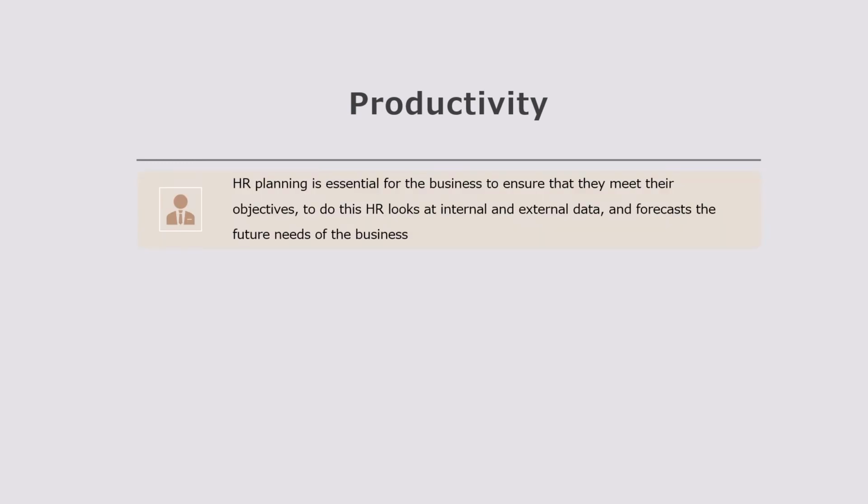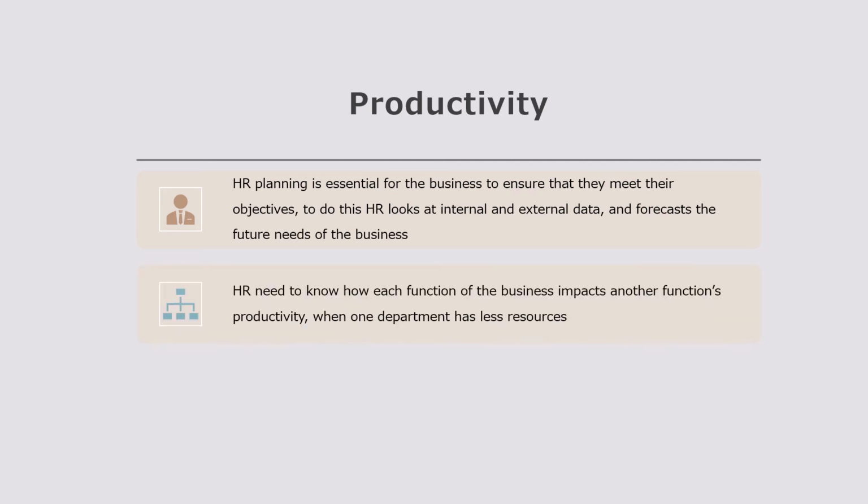Productivity. HR planning is essential for the business to ensure that they meet their objectives. To do this, the HR will look at internal and external data and forecast the future needs of the business. HR need to know how each function of the business impacts another function's productivity. So when one department has less resources, how does that impact another department? HR does not only work on labor turnover, but also the impact of productivity.